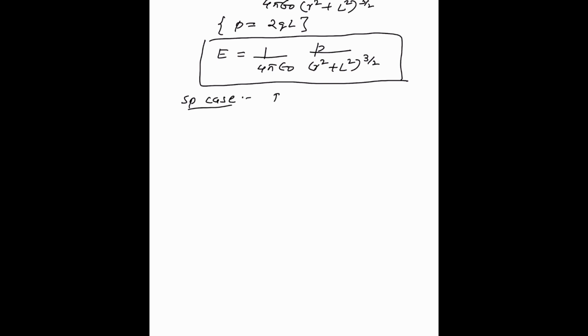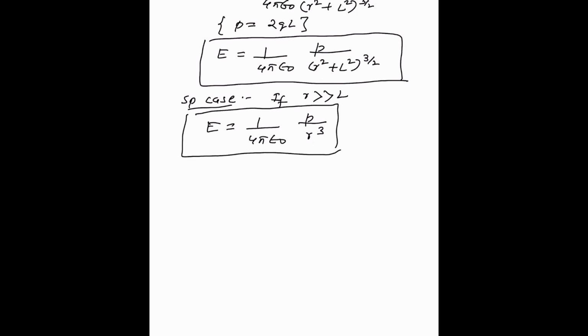If the distance at which we want to find the electric field is very large as compared to the length of the dipole, then E will become equal to 1 by 4 pi epsilon 0 P upon R cube. So this is the formula for the electric field intensity on the equatorial axis of a dipole. If we compare this formula with the electric field intensity on the axial axis, it will be observed that this is half the electric field on the axial axis.